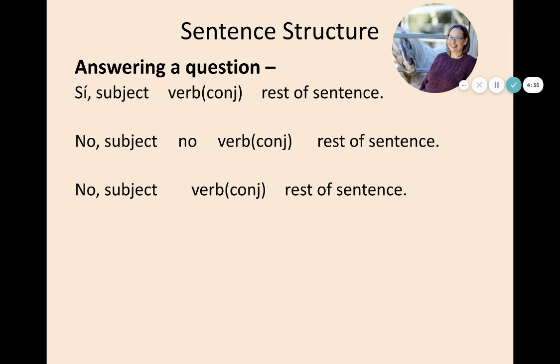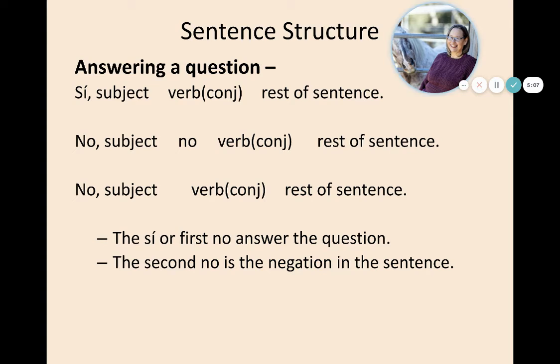Now, sometimes when you answer the question, you say no, but then say the opposite. So if somebody says, do you like the color red? You can say no, I like the color blue. So if you answer the question and you're saying no, and then you're changing what the question asked, then you would not have the second no in it. The first sí or no answers the question. The second no is the negation of the original sentence.